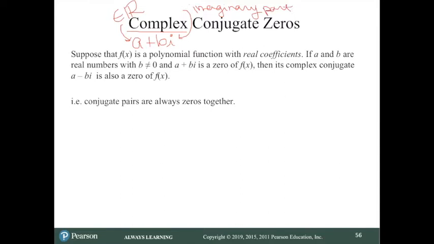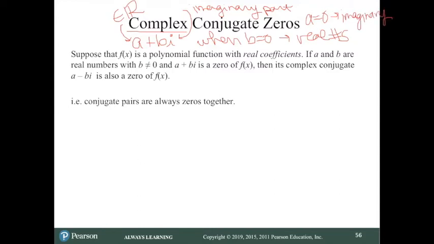Now, when b is 0, then these are the real numbers. So our real numbers are still complex numbers. The real numbers are what we call a subset of the complex numbers. However, we can also have imaginary numbers, which is when a is equal to 0.